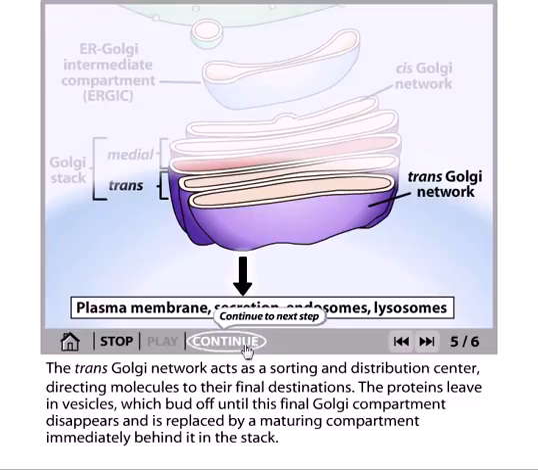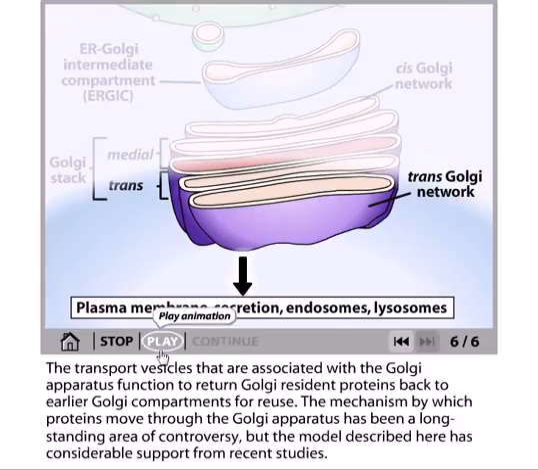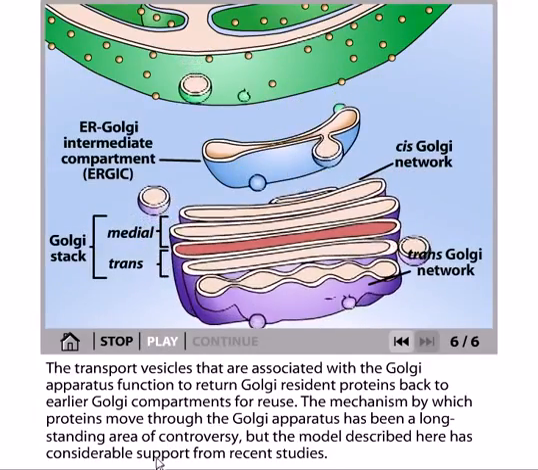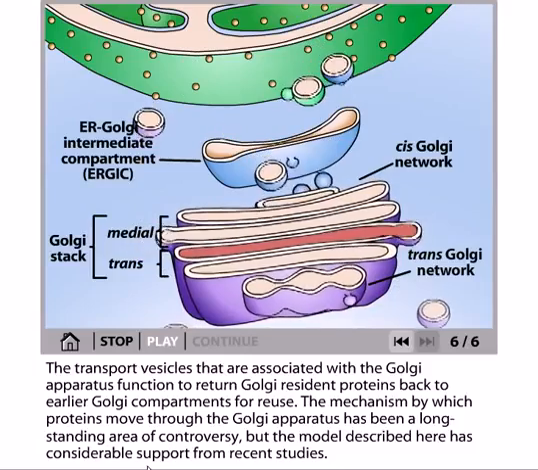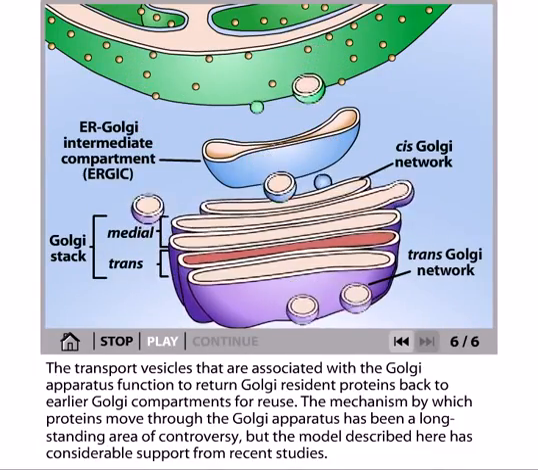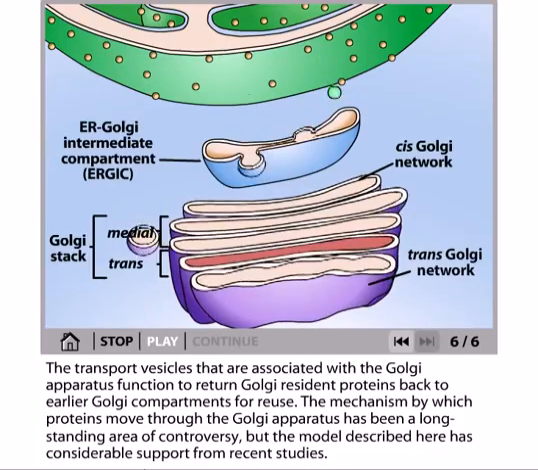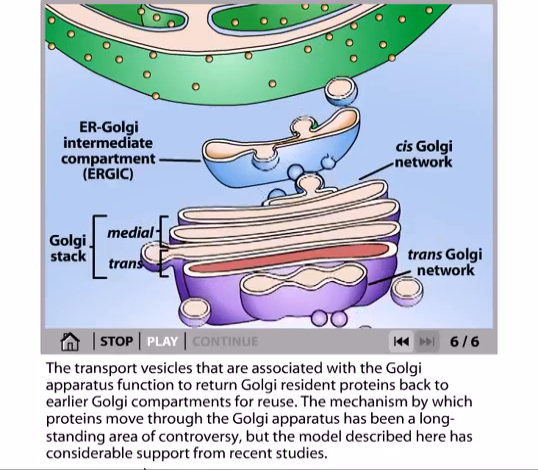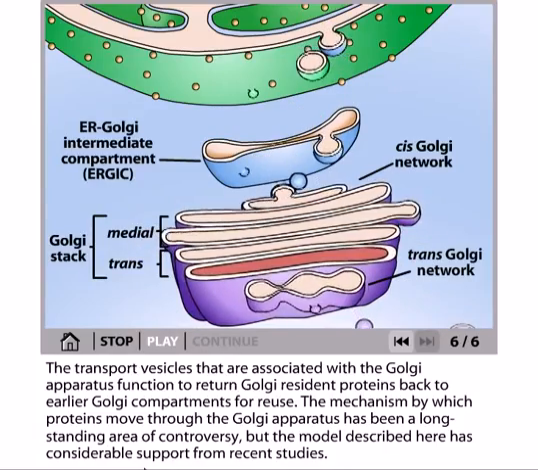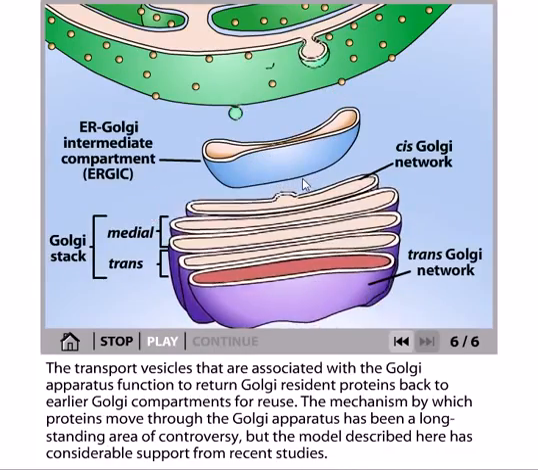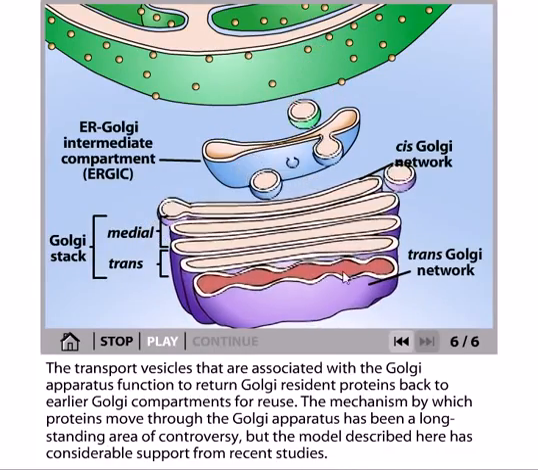So that is the case here. The transport vesicles that are associated with the Golgi apparatus function to return the Golgi resident proteins back to the earlier Golgi compartments for reuse. The mechanism by which proteins move through the Golgi apparatus has been a long-standing area of controversy, but the model described here has considerable support from recent studies. That's why I called it the vesicular trafficking model for describing the Golgi apparatus.